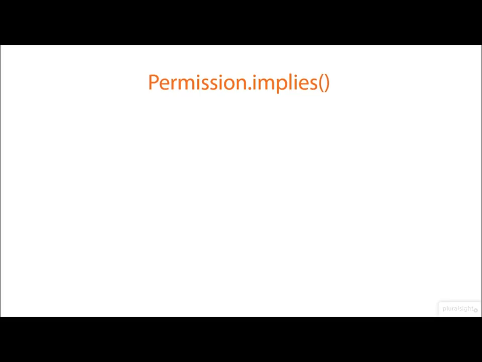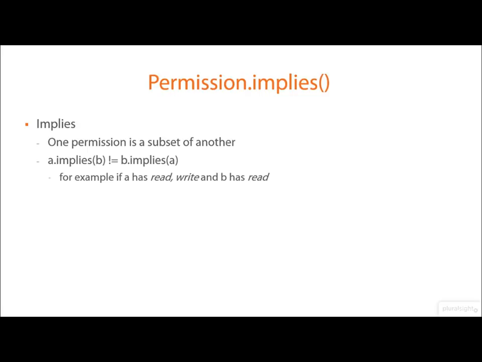So the implies method. The implies method can be difficult to implement. With permissions, one permission is a subset of another permission. And if we have these two permissions, the fact that we have A implying B does not mean that B implies A. So again, if we have read and write, write implies read, but read does not imply write. So it's really important we get implies correct, and it can be difficult to correctly implement implies.